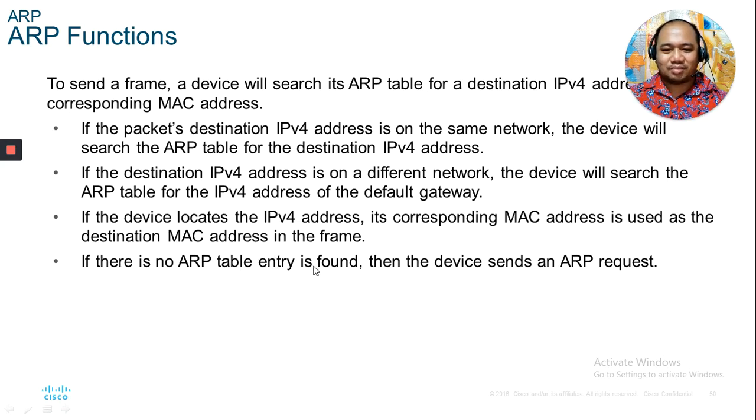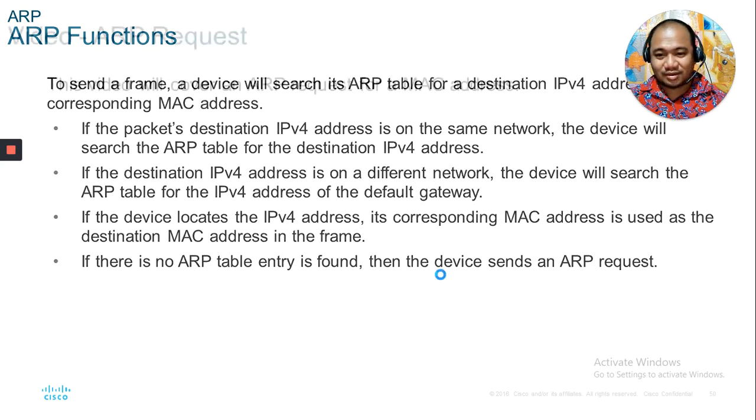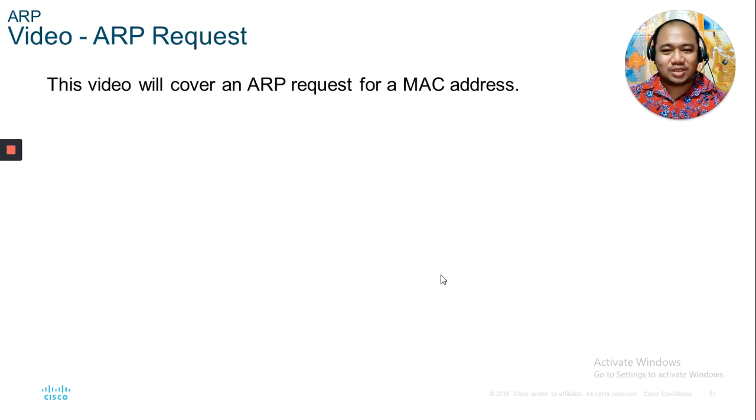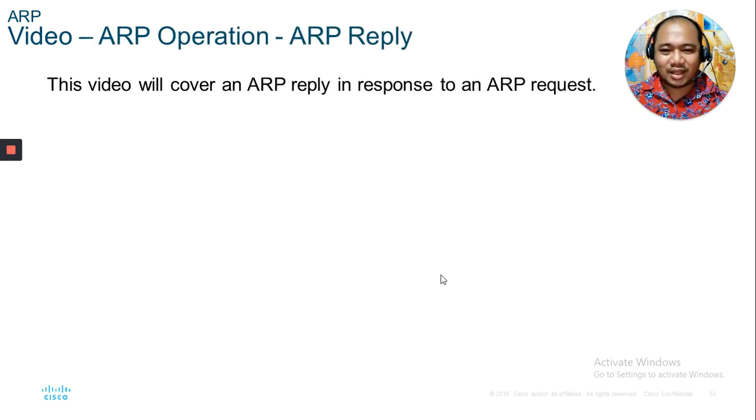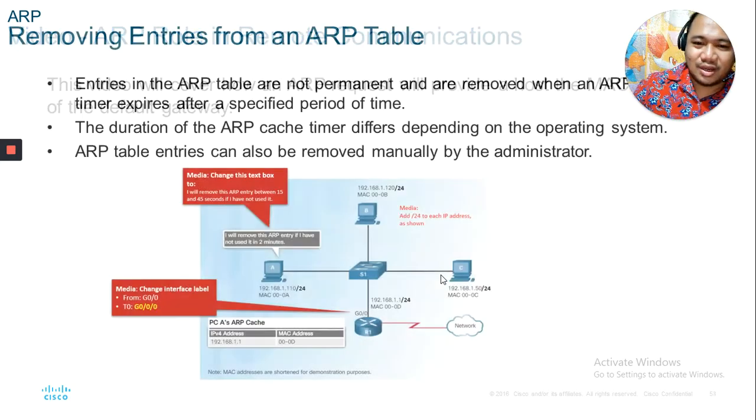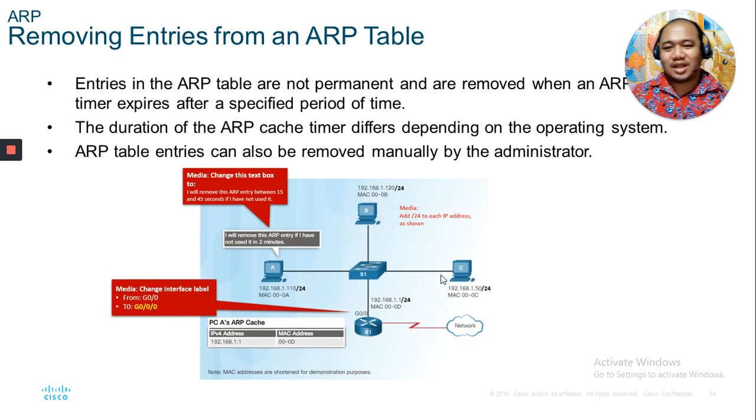If no ARP table entry is found, then the device sends an ARP request. If you watch the video, you can see the simulation of how ARP requests work. We can also do that in Packet Tracer later. Okay, use your NetAcad account so that you can watch the informative videos.